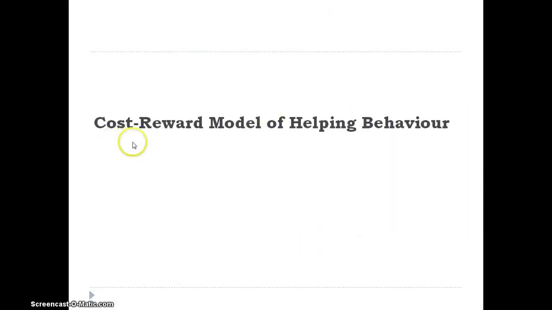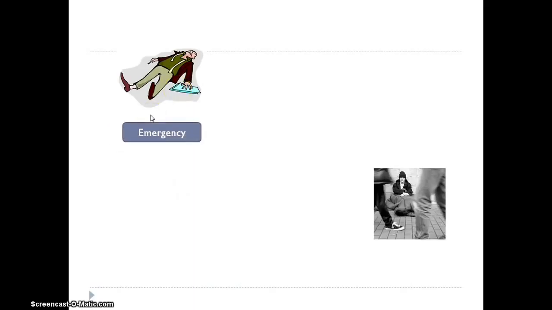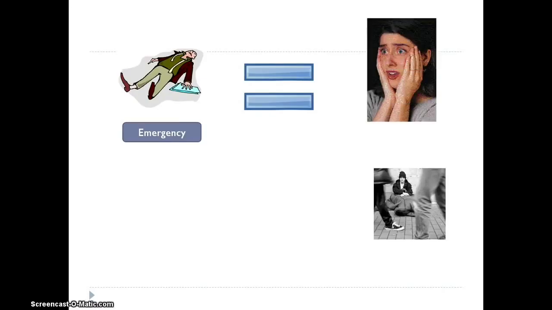So, how do we explain that? The cost-reward model of helping is Piliavin's cost-reward model. So the research that you're going to look at is Piliavin's cost-reward model. What makes us stop and help this person, or ask them if they're okay or if they need something? When someone collapses, there's an emergency situation, and that equals arousal. This isn't a pleasant kind of arousal, it's an unpleasant arousal.